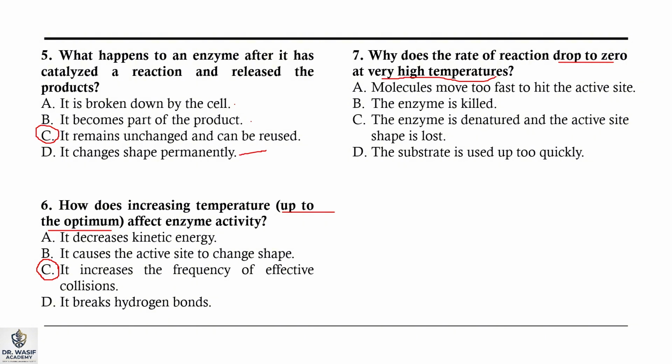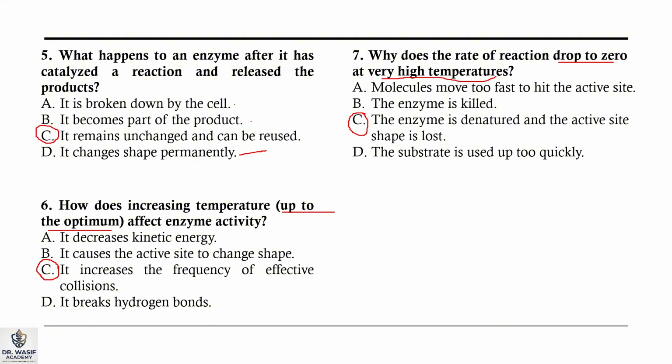The correct answer is C. The enzyme is denatured and the active site shape is lost. Okay. Now let's do a quick post-mortem on why this happens at a molecular level. I have explained this clearly in lecture 5.2.